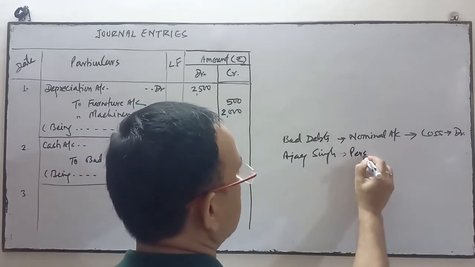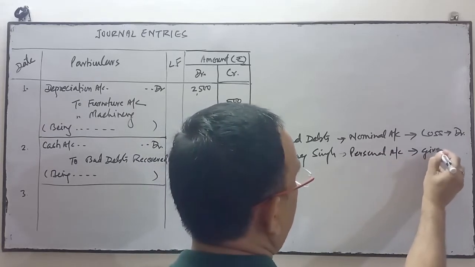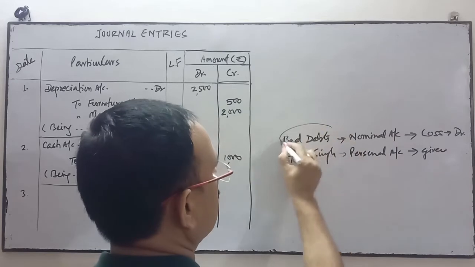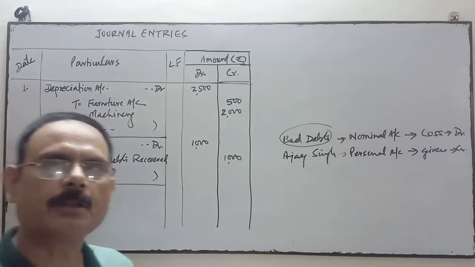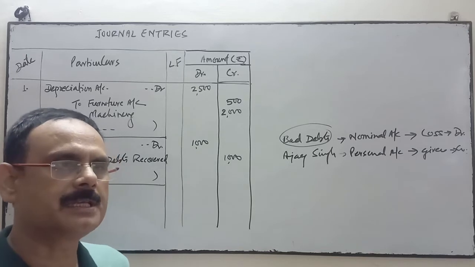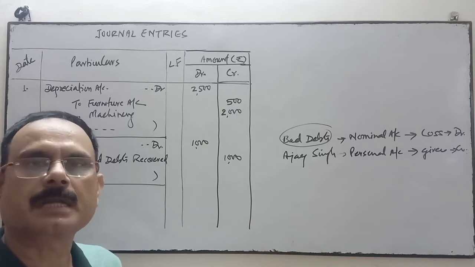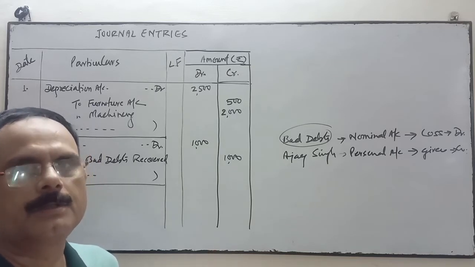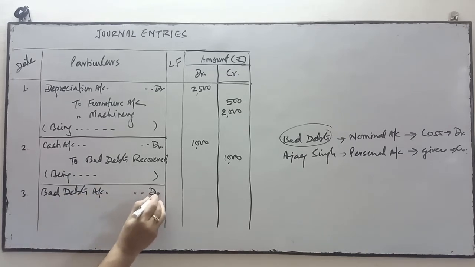Ajay Singh comes under personal account. So is he the giver of what? He has not given anything, but he has given the loss to us. So credit. He has put us in such a situation that we face trouble, loss. Loss is given by him. So he is the credit. His account will be credited. So bad debts is a loss, and all expenses and losses are debited.